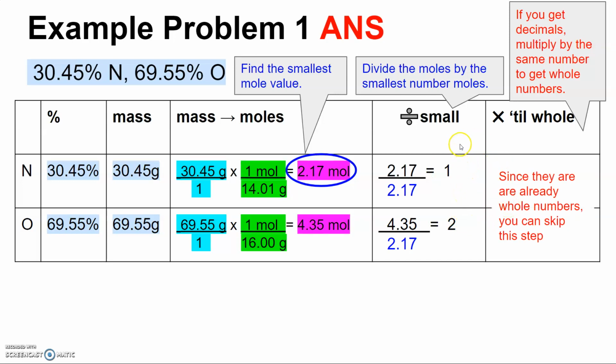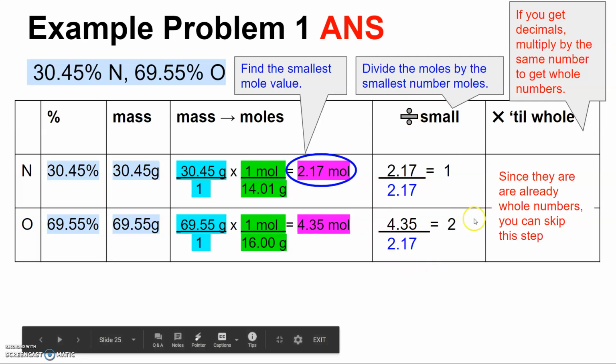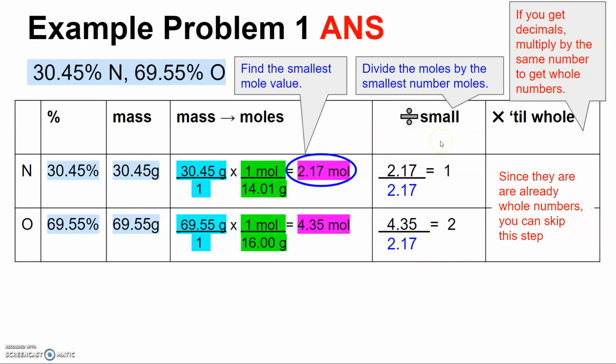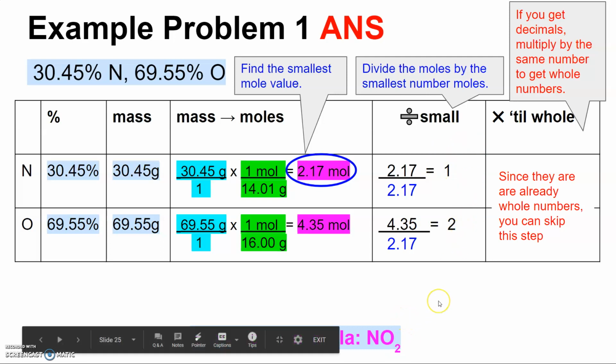Okay, so what does this information give me? This step here, when I divided by the small, actually gave me the molar ratios of each element. So it's telling me I have 1 nitrogen to 2 oxygens. And that is my empirical formula. Now, again, if these were decimals, I'd have to turn them into whole numbers, sort of like what we did when we were balancing equations for the combustion reactions, and we had to multiply the coefficients to get them to be whole numbers. But here in this example, they're already whole numbers, so I don't need to do that. And I have my ratio of nitrogen to oxygen. It's 1 to 2. So the empirical formula is NO2.